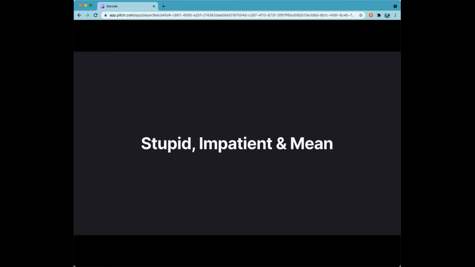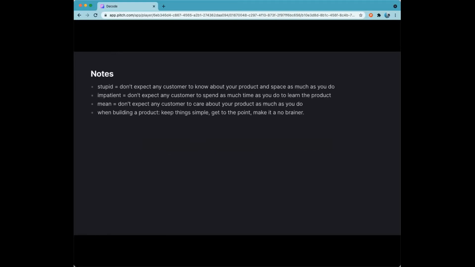Cool. Another framework for building your product is to make it stupid, impatient. It's called the stupid, impatient, and mean framework. And this is something I learned from my English professor in college, a philosophy professor. His recommendation was, when you're writing an essay, to imagine your reader is stupid, impatient, and mean. And the reason is not because they're actually stupid, impatient, and mean, but because you want to write a better essay.